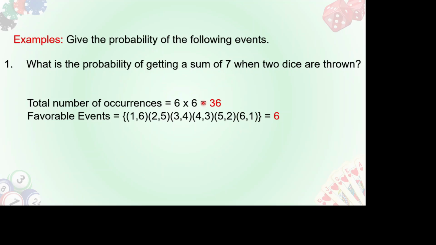So again, if we use the fundamental counting principle, we have 6 times 6 equals 36. And for the favorable events, we can list all pairs of numbers in each die that will give us a sum of 7. We have 1 and 6, 2 and 5, 3 and 4, 4 and 3, 5 and 2, then 6 and 1. If we count all those combinations, we have 6. And if we put this in fraction form, we have 6 out of 36, which when simplified is 1/6. So the probability of getting a sum of 7 is equal to 1/6.